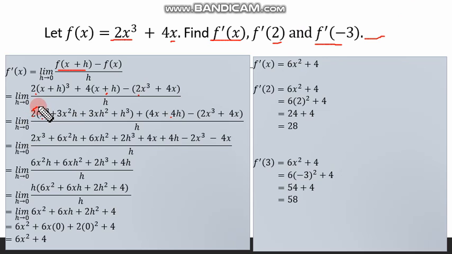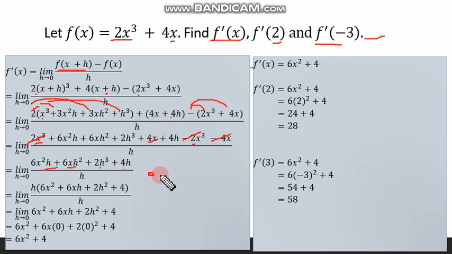Next, let's distribute 2 on the parentheses. So that's 2x cubed plus 6x squared h plus 6x h squared plus 2h cubed plus 4x plus 4h, and then distribute the negative sign: negative 2x cubed minus 4x. Combine like terms: 2x cubed minus 2x cubed is 0, 6x squared h is here, 6x h squared, no partner, plus 2h cubed, no partner, 4x minus 4x is 0, and then plus 4h over h.